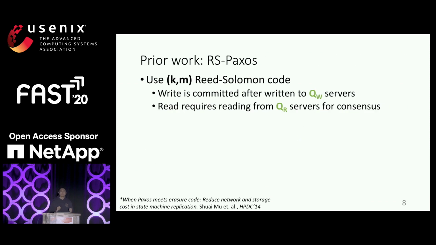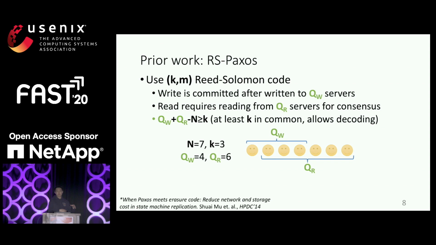There are prior works combining erasure coding and distributed consensus. RS-Paxos is a consensus protocol that has 2 parameters. QW is the size of write quorum, and QR is the size of read quorum. So basically, every write request has to write to QW different servers using different coded fragments. And a read request has to read from QR different servers. We further require QW and QR to follow this formula, which basically says for any write request and read request, we'll have k servers overlapping.